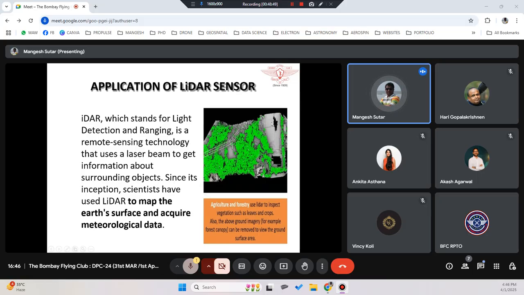Agriculture and forestry are the two biggest industries which use LiDAR to inspect the vegetation, such as leaves and crops. Also, the above-ground imagery, for example the forest canopy, can be removed to view the ground surface area. So based on the data, you can create different sets of images using your LiDAR data.